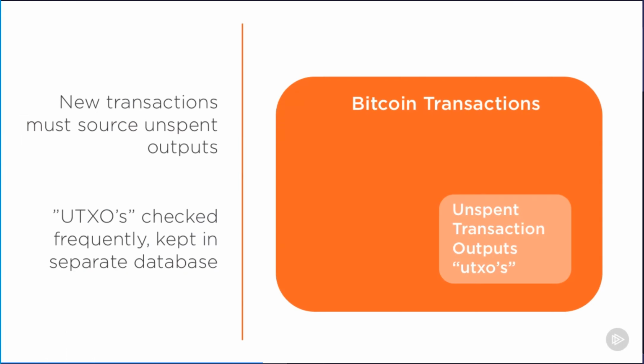The software that bookkeepers run keeps track of these so-called unspent transaction outputs, or UTXOs, in a separate database because this database needs to be checked often. Anytime a new transaction comes in, its inputs must be checked against this database to ensure it's valid and not trying to re-spend an output.